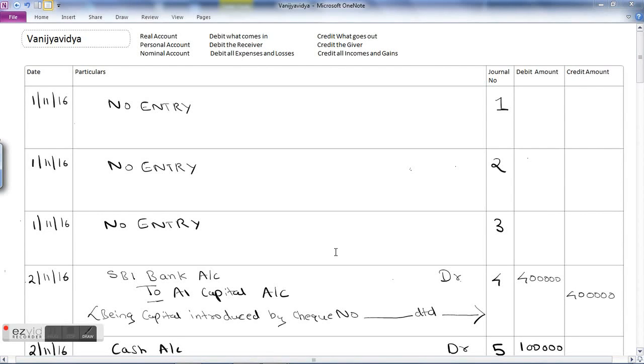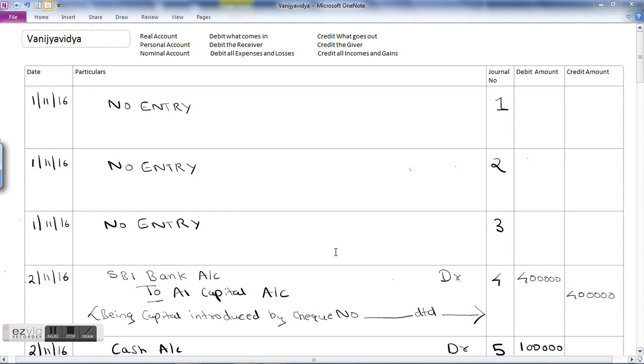So in our last session we learned how to pass a journal entry, right? Now in this session we will be learning how to post a journal entry in a particular ledger account. Posting a journal entry is nothing but giving the effect of a journal entry in the ledger account. A ledger account is a summary of all transactions related to that specific ledger account.